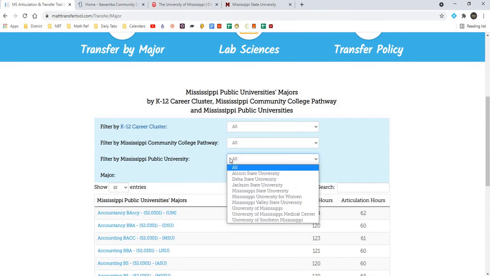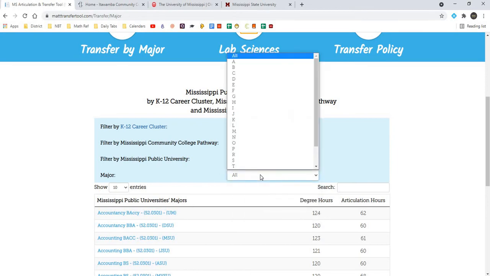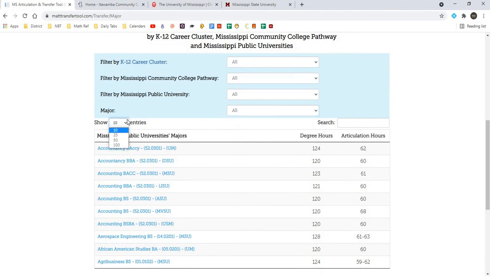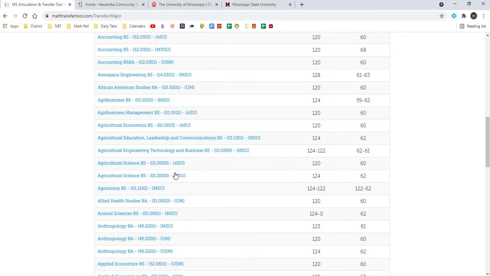You can search by public university. So if you want to know specifically what transfers to Delta State or to the University of Mississippi Medical Center, you can click there. You can also go by major alphabetically, and it will give you information. You can sort by 10, 25, 50, or 100 entries. If you're searching something really broad and you have a lot of options and want to see them on one page, you can go up to 100. We'll just go to 50, and now you can see 50.